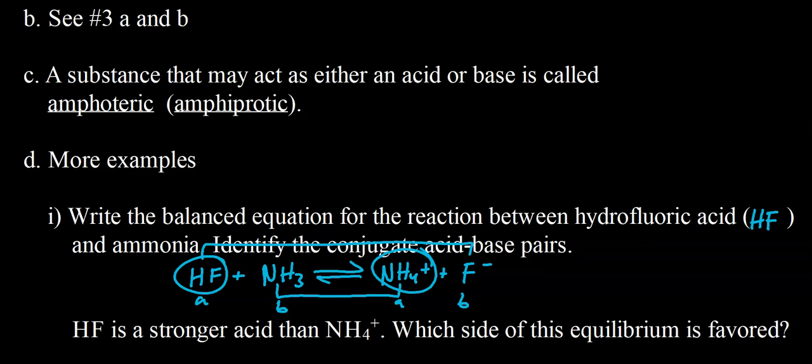Now remember, we have all of these substances, all four of them present in solution at the same time. So HF is more likely to donate a proton than NH4+. So that means that the products are favored. The forward reaction is favored. You're going to have more products form than you will have reactants at equilibrium. So that's how that works.